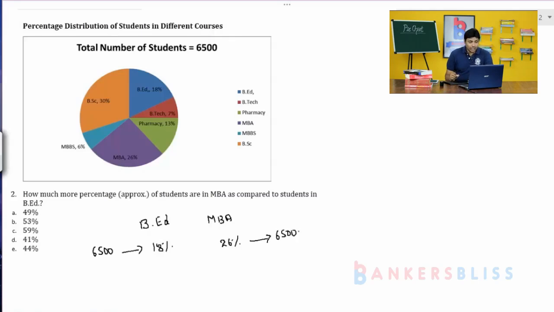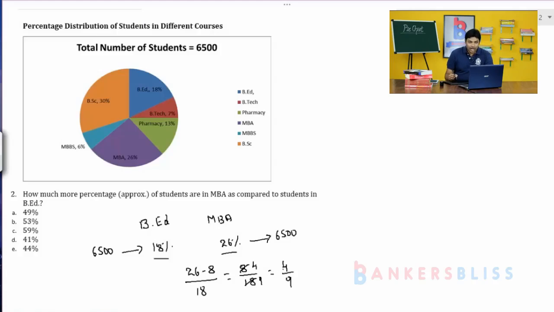Here we are calculating on the common number, so you neglect the common number. You consider only the 18% and 26%. With respect to B.Ed, how much percent is more? In the denominator you get 18, in the numerator you get 26 minus 18, which is 8. So you get 8 by 18. No need to multiply by 100, you can directly solve. 2 4s are 8, 2 9s are 18. So you get 4 by 9.